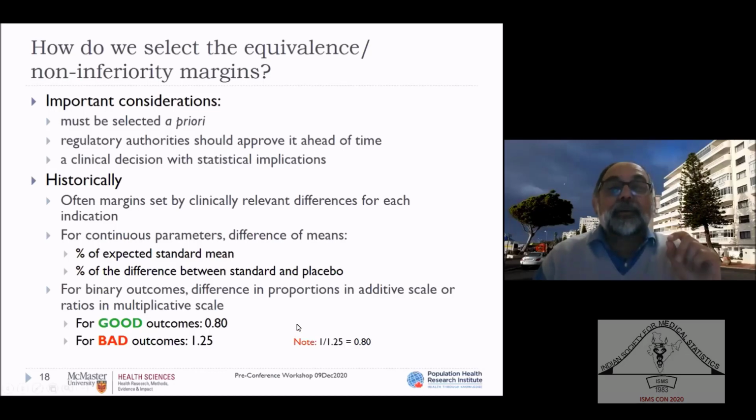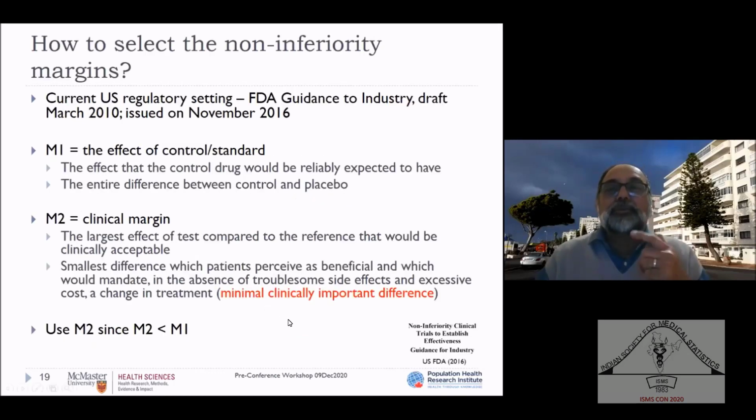Okay. Nowadays, there is a more detailed guidance from the US Food and Drug Administration that people are adhering to. The new guidelines were established in 2016. You can download this from the internet. It's the Non-Inferiority Clinical Trials to Establish Effectiveness guidance for industry by the US Food and Drug Administration. They came out in 2010, but then government takes a long time to get things done, and so they were approved in 2016, okay?